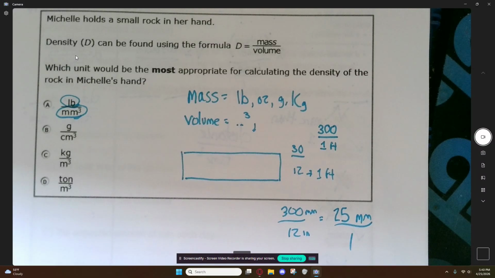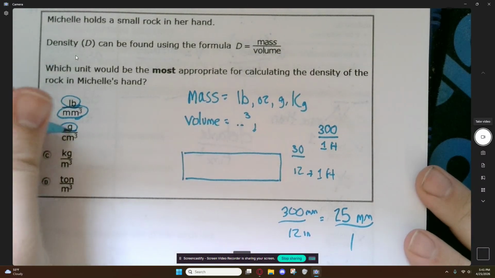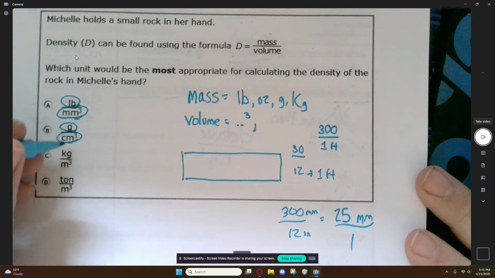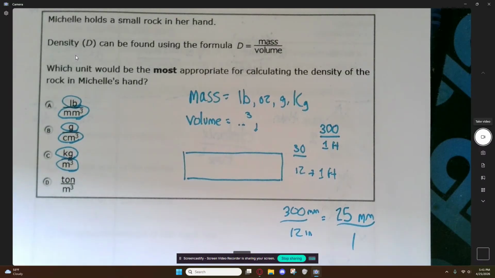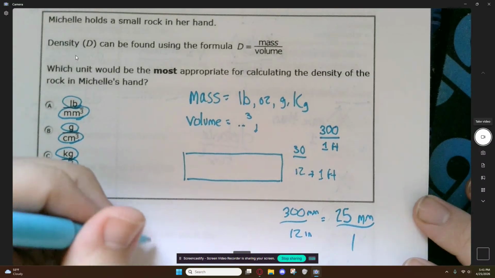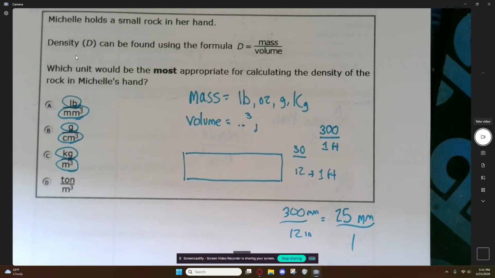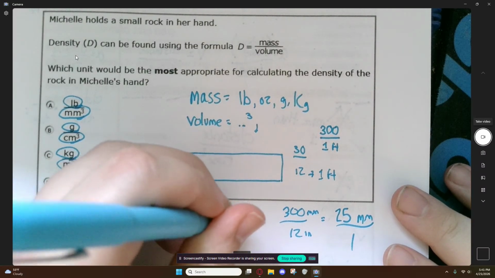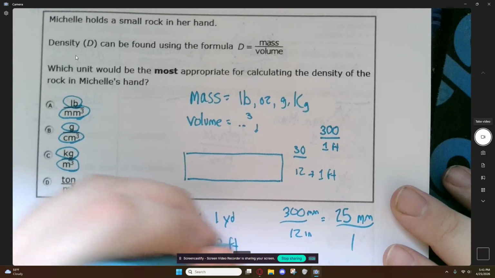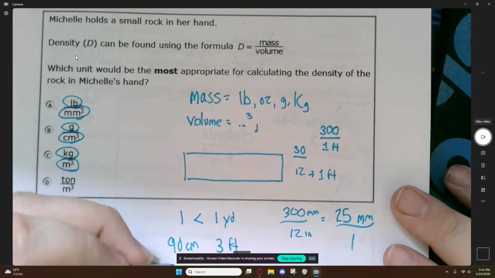So would you use millimeters as your unit of volume? No. Grams and centimeters. We'll come back to this one. Kilograms over meters. Meters are big, okay? If you want to make a really rough estimate, and I mean a really rough estimate, 1 meter is a little under a yard. Okay? A yard is 3 feet. 3 feet is 90 centimeters. There are 100 centimeters in a meter.